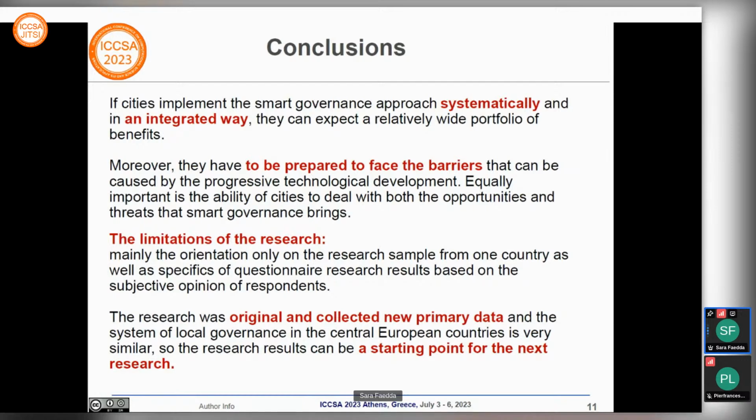So it can be also inspiration for all the Central European countries, and generally I can say that it can be inspiration also for the implementation of smart governance in smaller cities abroad, in other European countries, for example. And we are continuing in the research. We try to focus more on open governance now, which is something like a next step in smart governance, because if governments have enough data, they should use it smartly and make it open for the public.